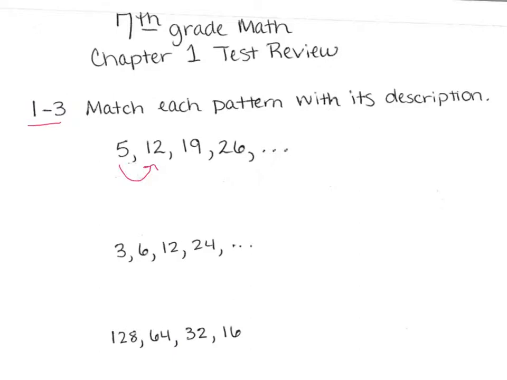From 5 to 12, we add 7. From 12 to 19, we also add 7. And from 19 to 26, we add 7. So, to describe this, we would say add 7 to the previous number.